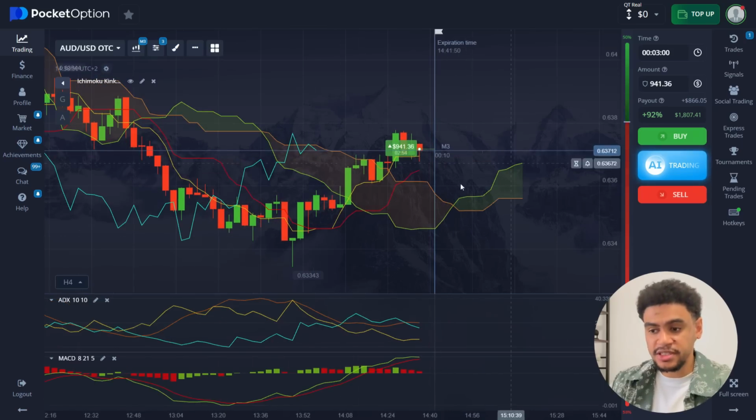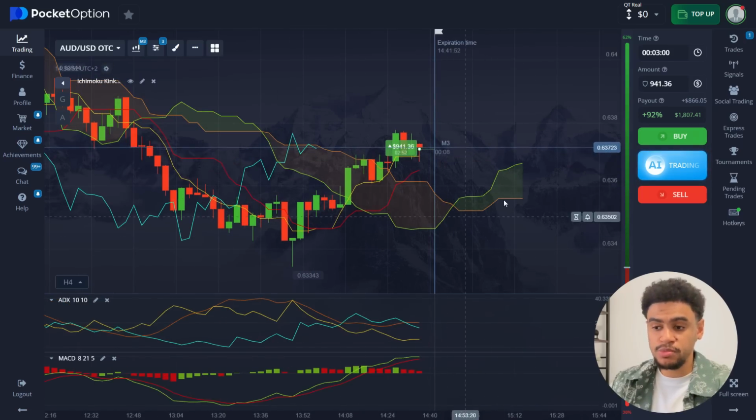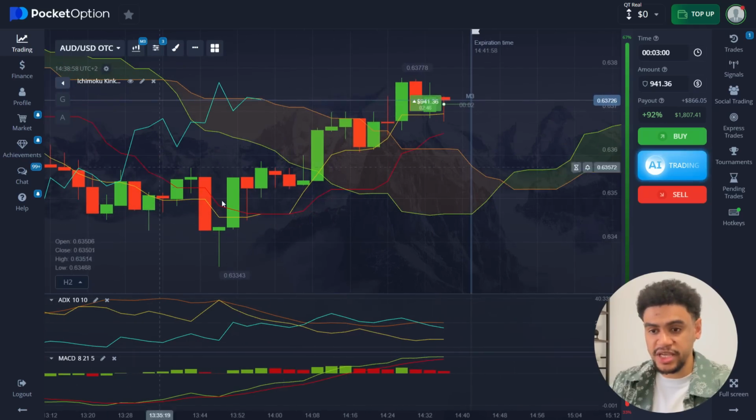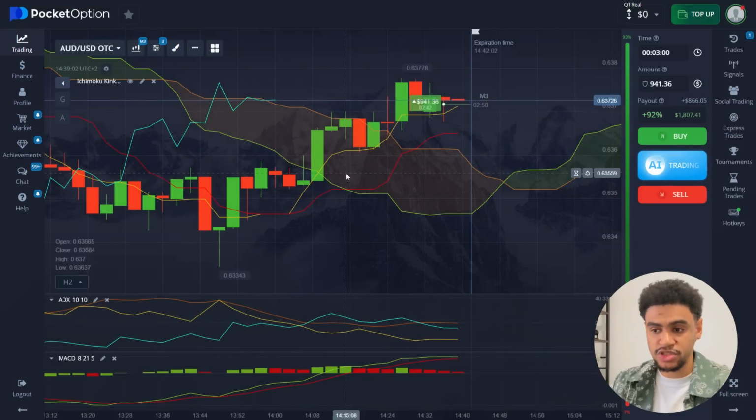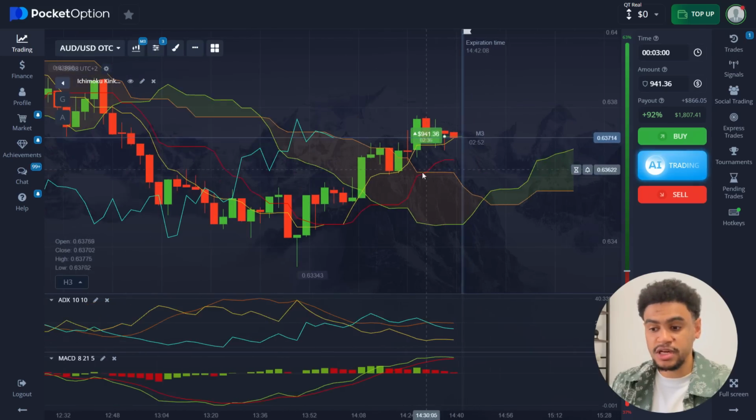So first thing, the cloud on Ichimoku is located below the price action, which is a sign of an uptrend. Also right here we have the cross of, once again, Tenkan and Kijun in the upwards direction, and since Tenkan is crossing Kijun in the upwards direction, this is a sign of an uptrend.